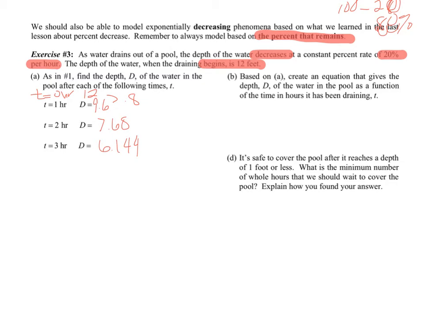B. Based on the A, create an equation that gives the depth D of water in the pool as a function of time in hours it has been draining. So we're going to talk about my D equals my A. My A, let's remember, is my starting value. How deep was the pool when I first began? Well, I hope you can tell me it's 12 feet deep. Times whatever remains each time, which is 80% of the pool.